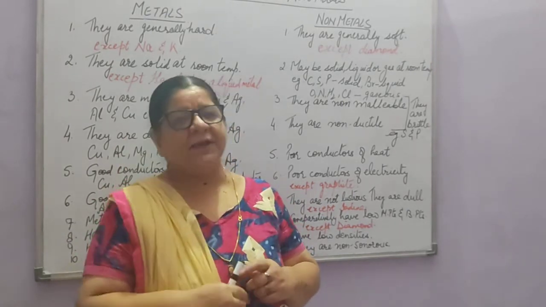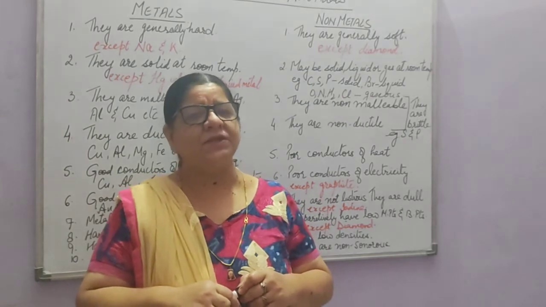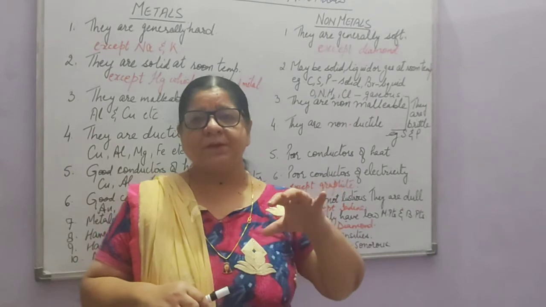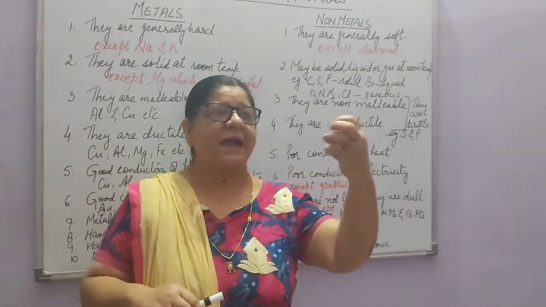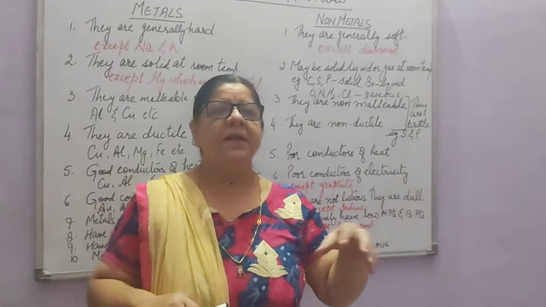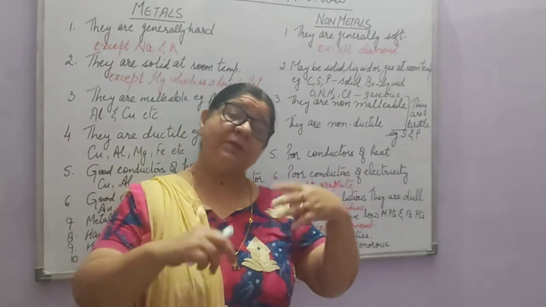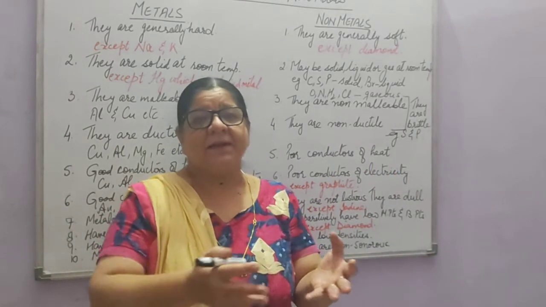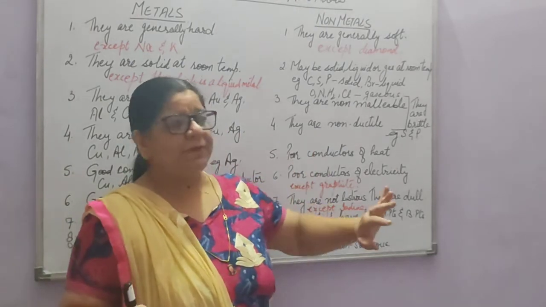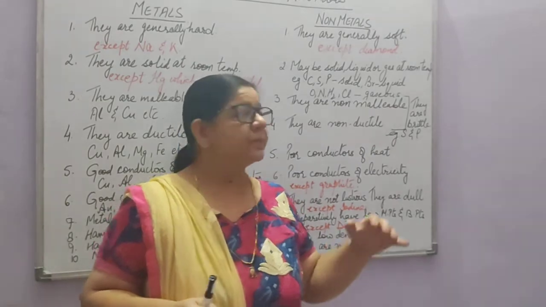And then after that we'll learn about the chemical properties of metals and non-metals. That is, how do they react? Chemical properties means their reaction with air, that is oxygen, their reaction with water, their reaction with the acids, their reaction with the other salt, how do they react? That is the chemical property, right? So today we will learn only about the physical properties.